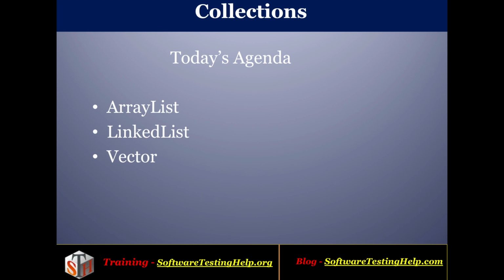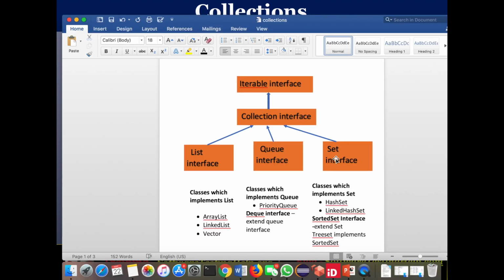In this tutorial, we are going to see about collections. Today we are going to see about the list interface. This is the collection interface hierarchy. The Iterable interface is the parent interface. The Collection interface is implementing the Iterable interface, and we have three other interfaces: List, Queue, and Set. These three interfaces are implementing the Collection interface. Today we are going to see about the List interface.